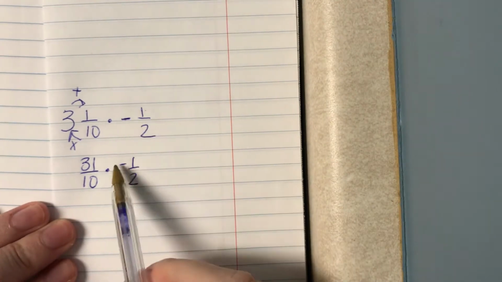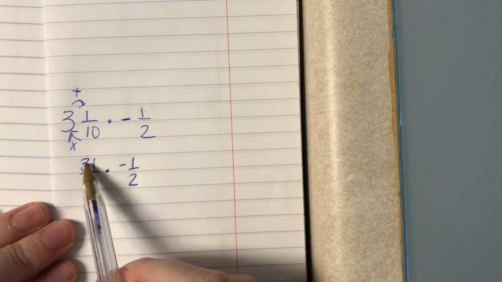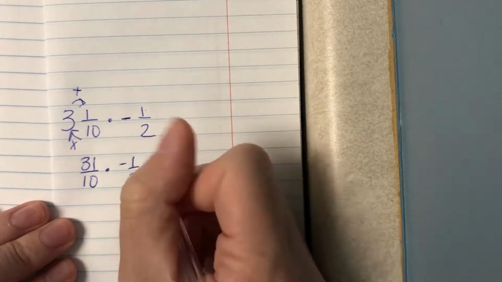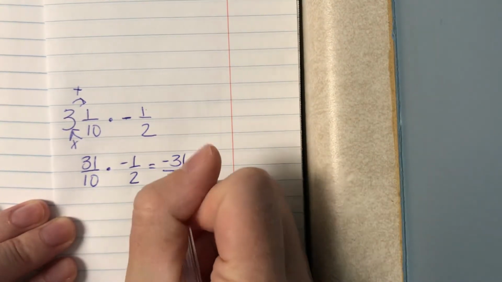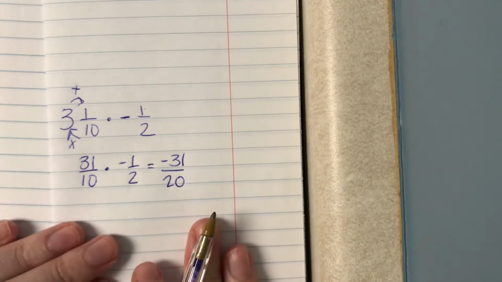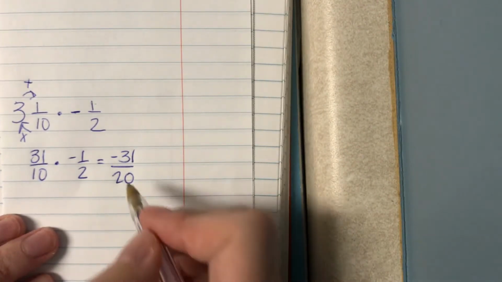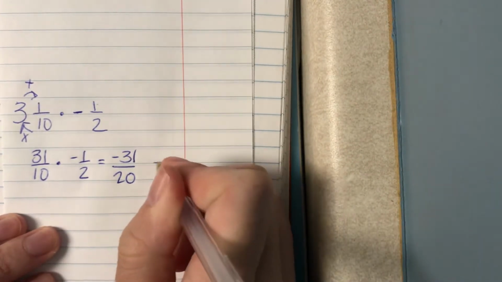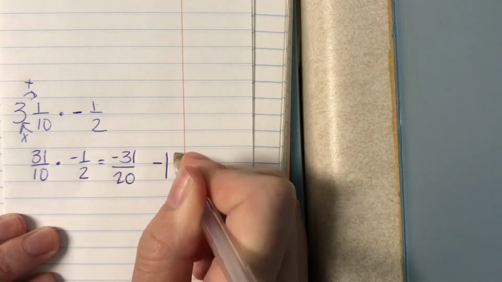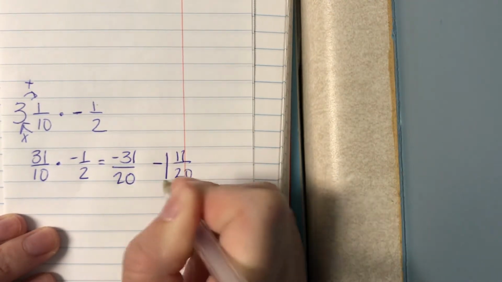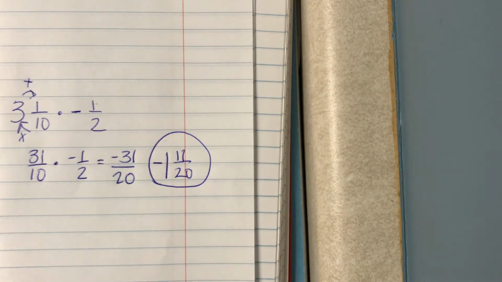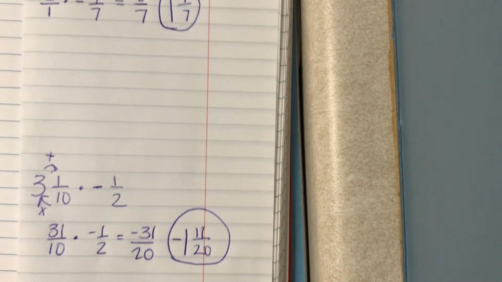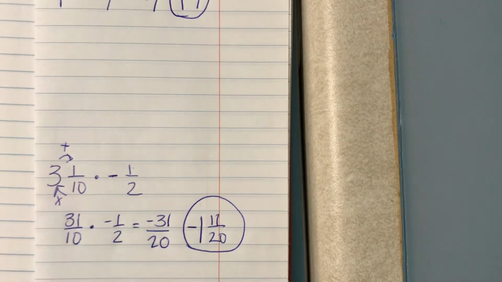I put that negative with the 1 on top. So 31 times -1 is going to be -31, and 10 times 2 is 20. So I have an improper fraction, so I need to simplify it. 20 would go into 31 once, so it's going to be -1, and there's going to be 11 left over. So -1 and 11 over 20. So multiplying, just go straight across. If you start with a mixed number, make sure you're changing it to improper first.